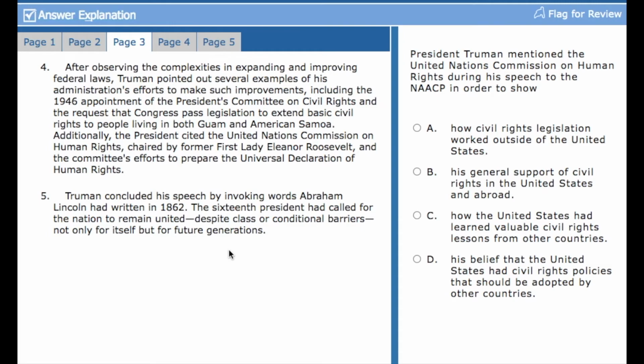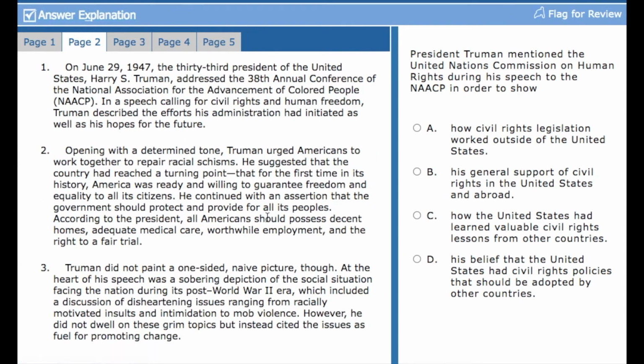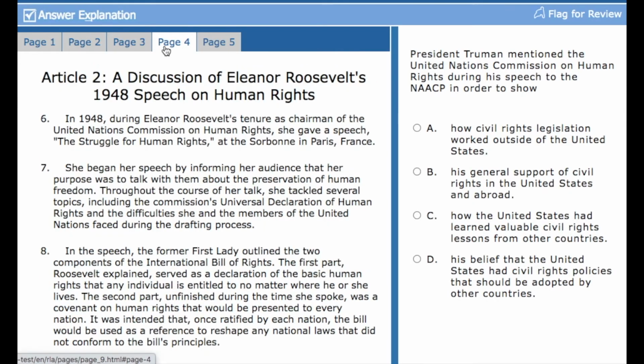So let's think before we actually read this about what we're getting here. Harry Truman gave some kind of speech dealing with civil rights. He's referencing Abraham Lincoln here, and it has something to do with racial issues or racism. So we already have all this information. It's also mentioning that he didn't paint a one-sided picture; he showed both sides.